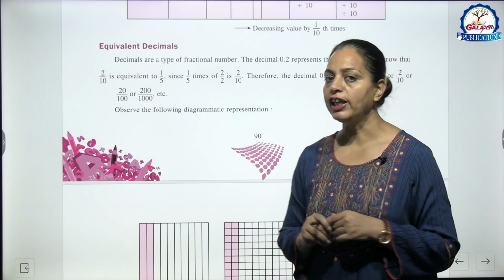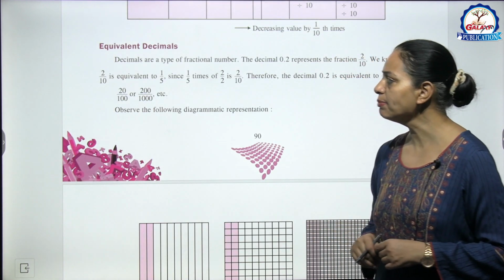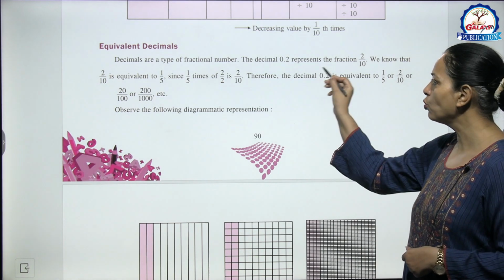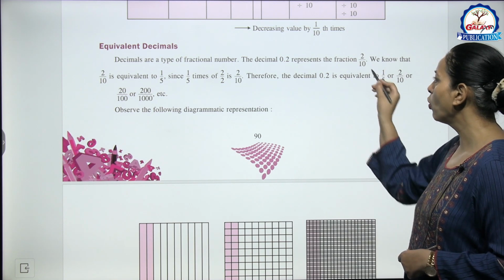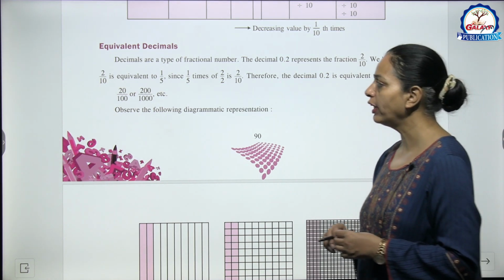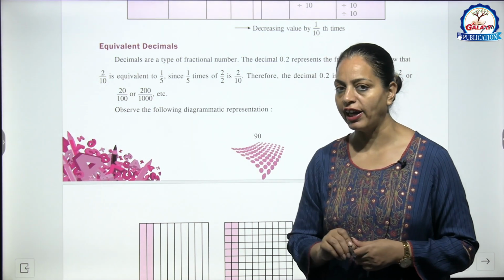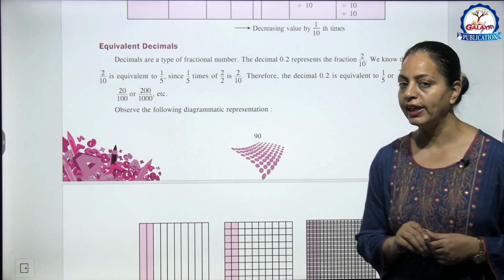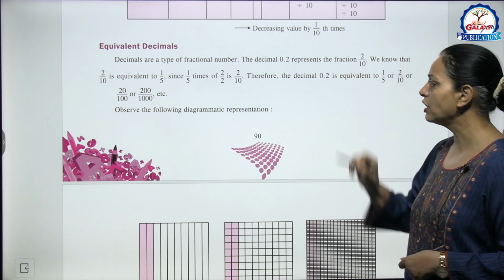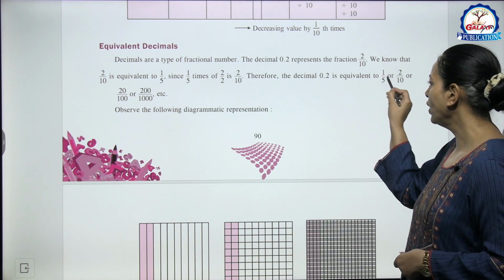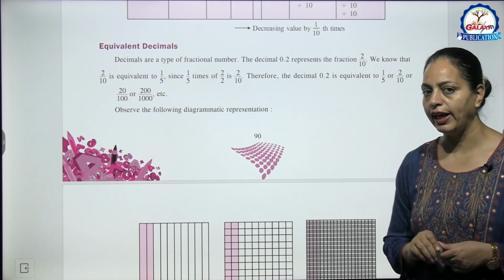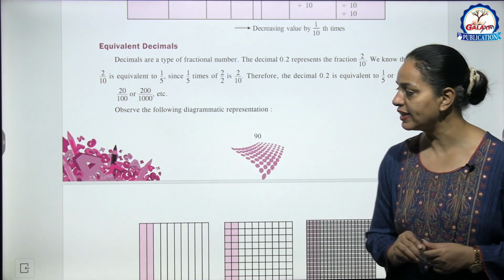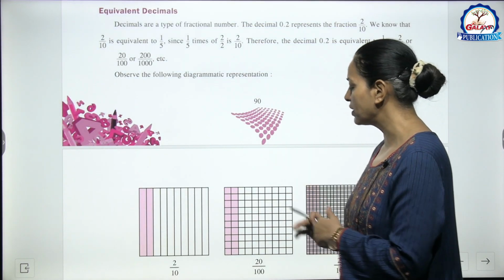Now we are talking about equivalent decimals. Decimals are a type of fractional number. The decimal 0.2 represents the fraction 2 upon 10. We know that 2 upon 10 is equivalent to 1 upon 5, since 1 upon 5 times 2 upon 2 is 2 by 10. So therefore the decimal 0.2 is equivalent to 1 by 5 or 2 by 10 or 20 by 100 or 200 upon 1000, etc. Observe the following representation.